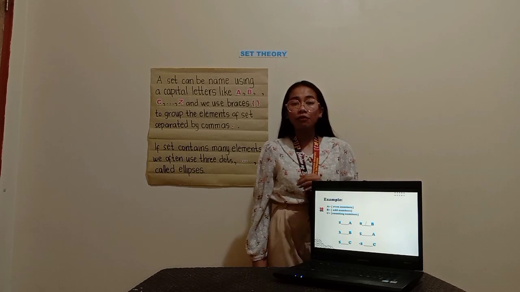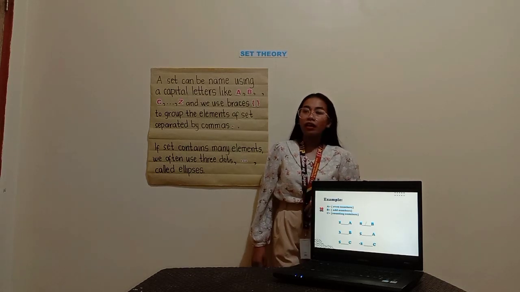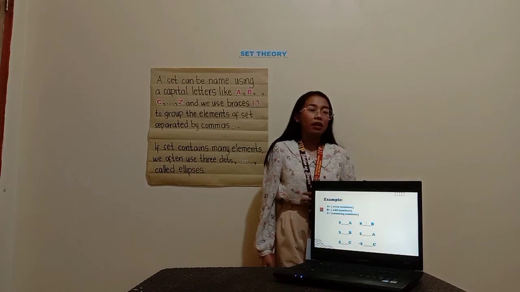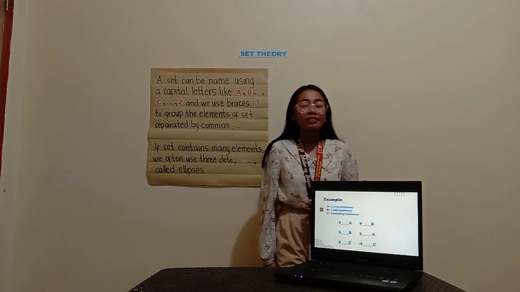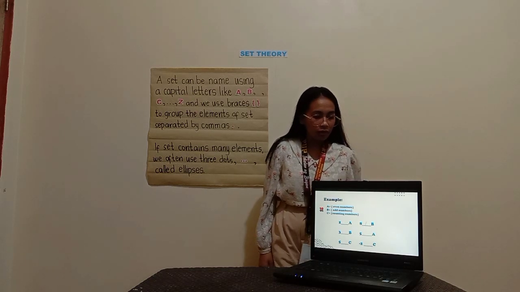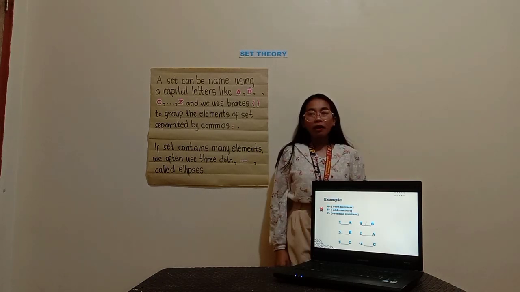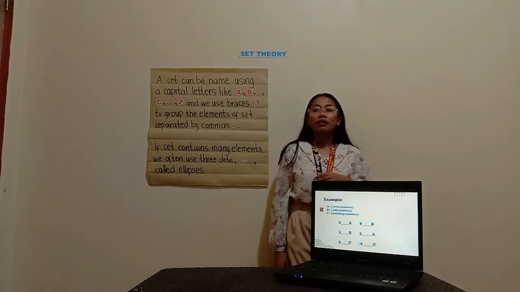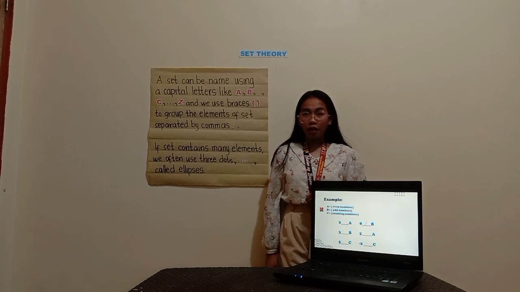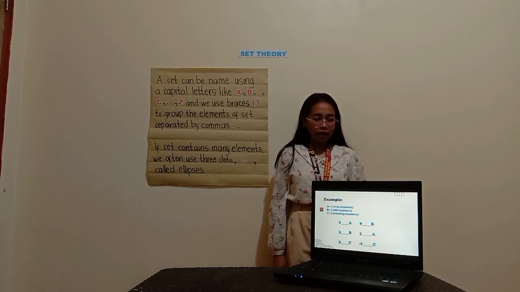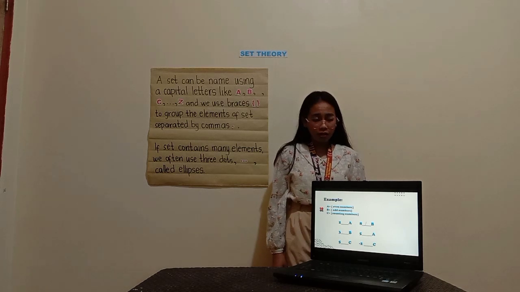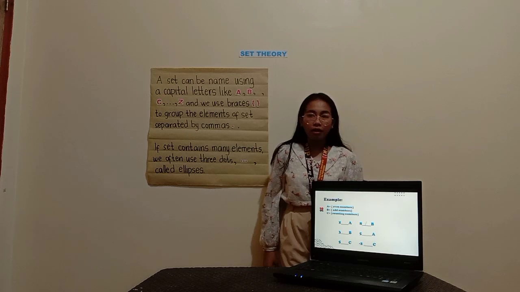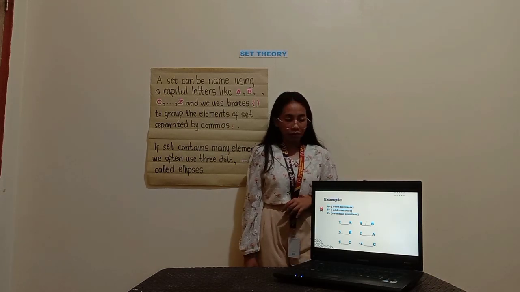Kindly read the first one. Yes, Jason? Thank you. So, the second one. Yes, Me? Okay, thank you. So, another one is, if x is an element of A, it can be written as x ∈ A. And if x is not an element of A, then it can be written as x ∉ A. So we have here some examples.